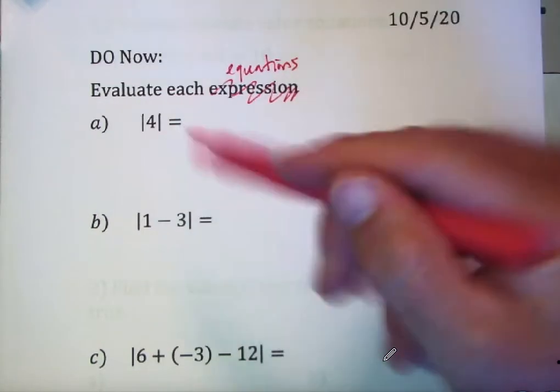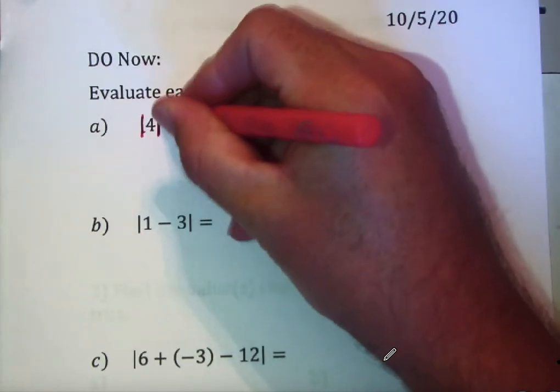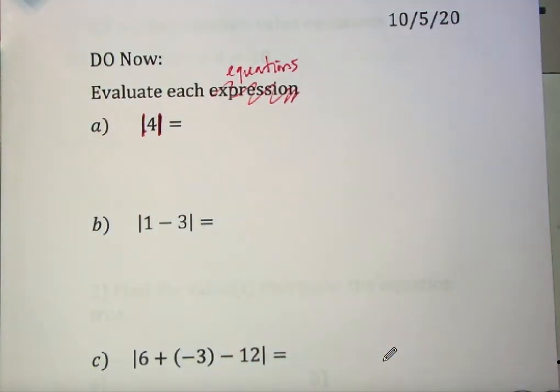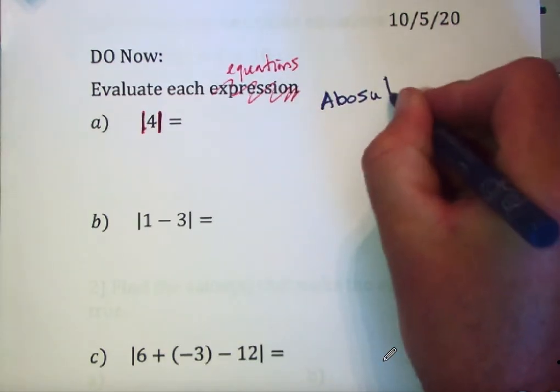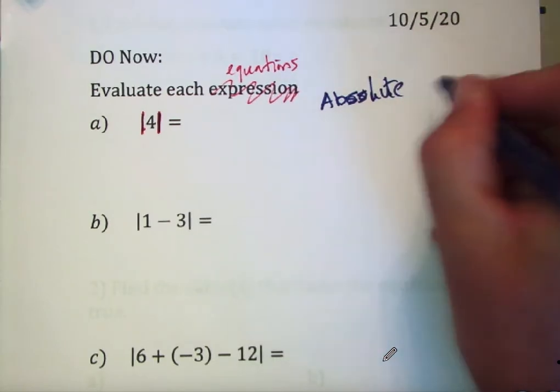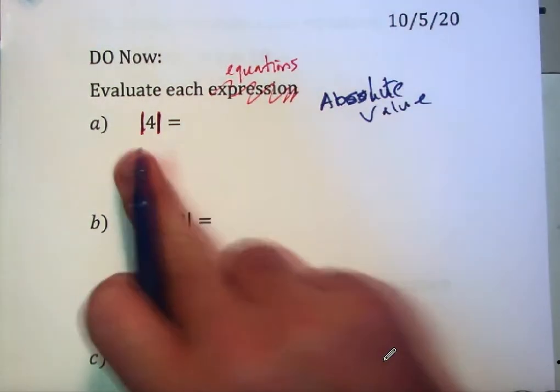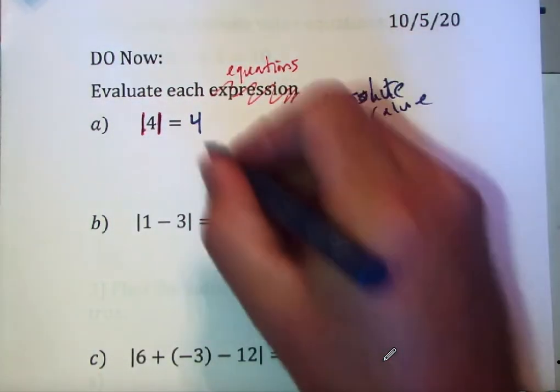First I'd ask, does anyone know what these two lines mean in math? We created these two lines to represent an operation. Does anyone know what these lines tell us to do? Normally half the class remembers it's called absolute value. So what is the absolute value of 4? A student would say 4, and I would say why.